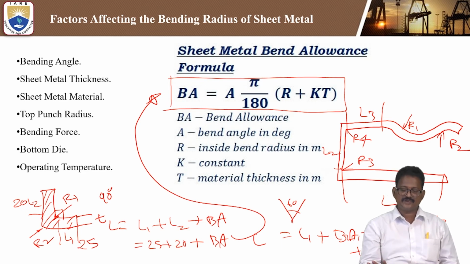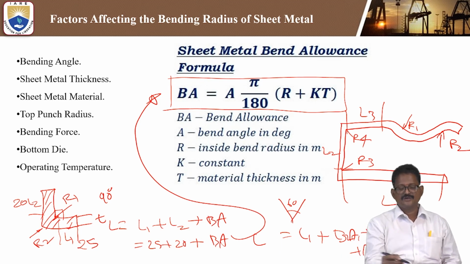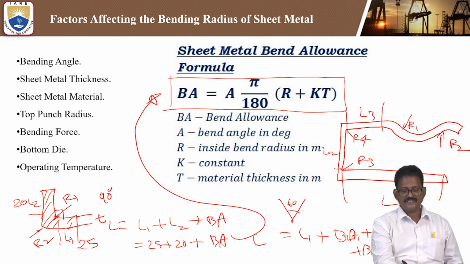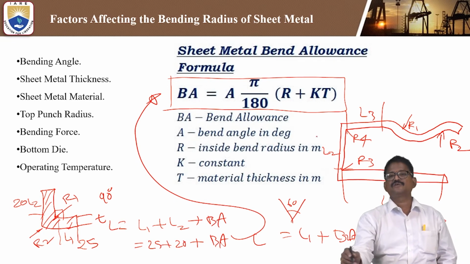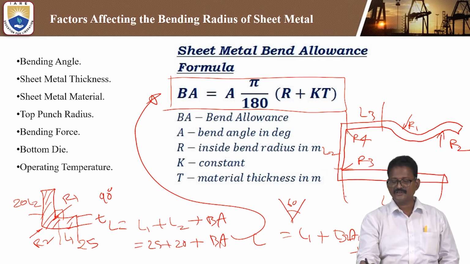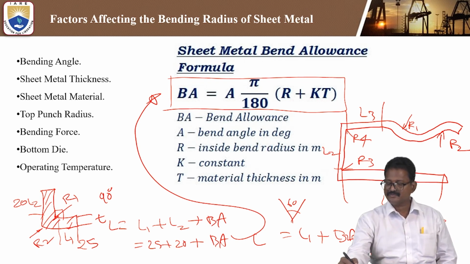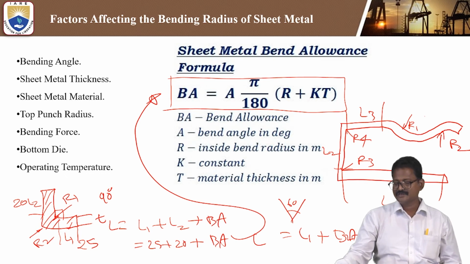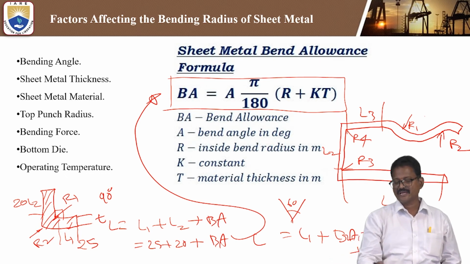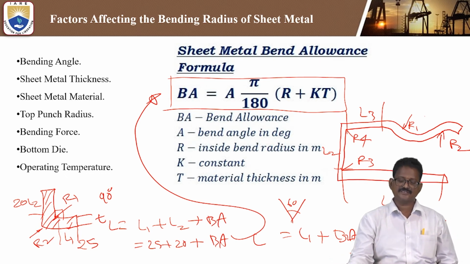This is the formula. Either it may be an L shape: first L1 plus L2, plus this bend allowance. Similarly, if you take this type of configuration: first L1, then BA1, then L2, BA2, plus L3, BA3, bend allowance at 3 and bend allowance at 4. This is how the total length of the strip can be calculated using this relation.